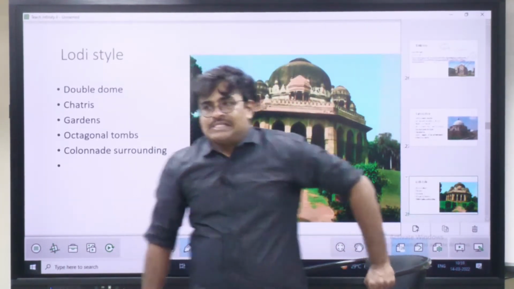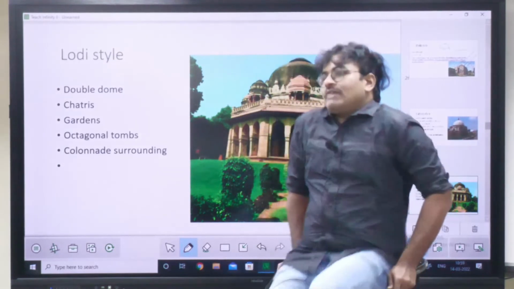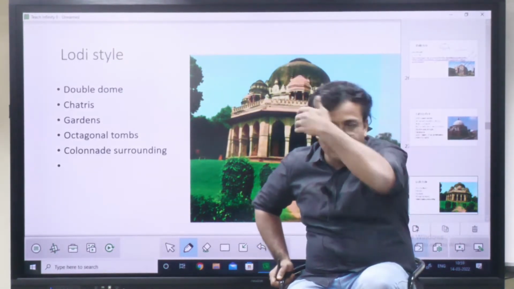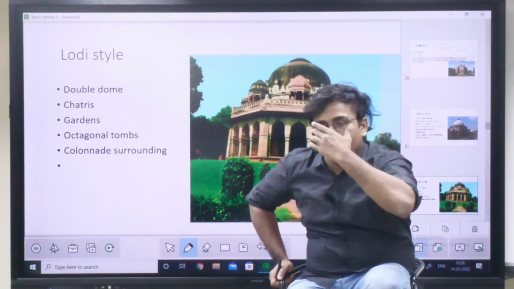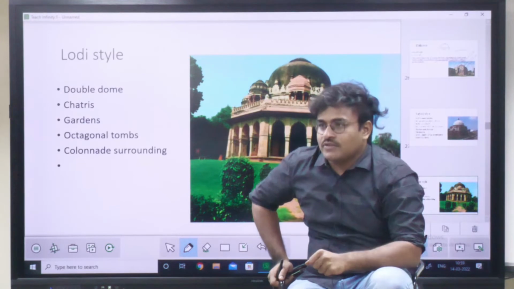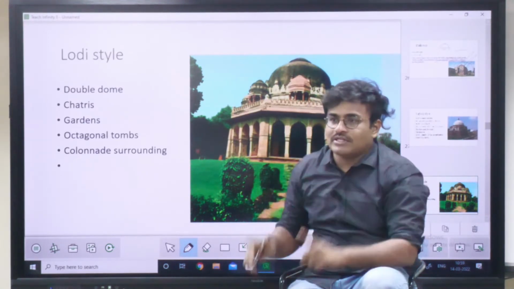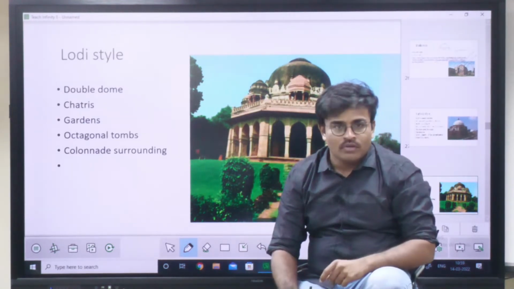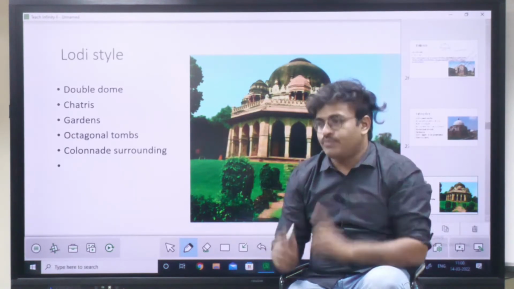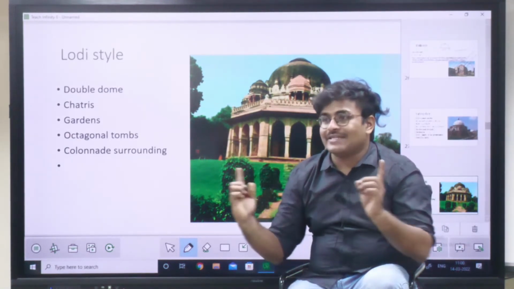And these Lodis are very prominent for us because they gave a lot of inspiration to the Mughals. First and foremost, the most important contribution of the Lodis is that they started constructing octagonal structures. Till now, all the structures we have seen are either rectangular or square type. These are the people who started constructing octagonal tombs. Octagonal means 8-sided tombs.